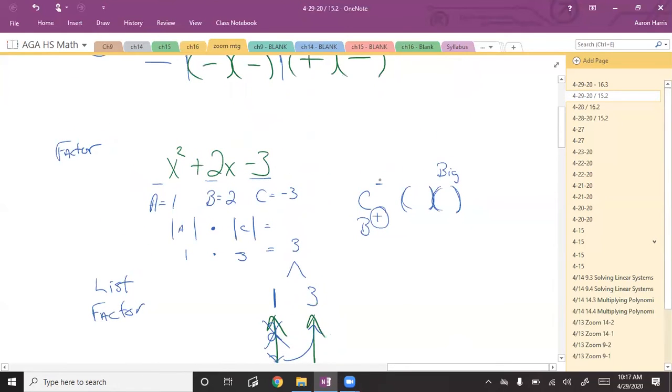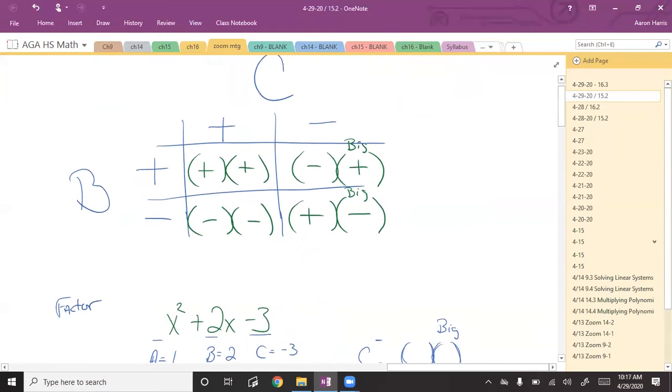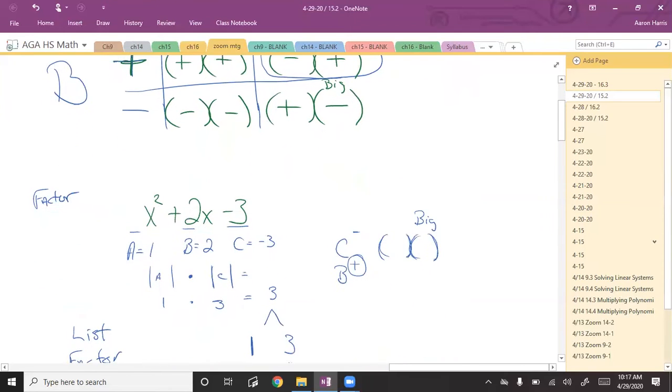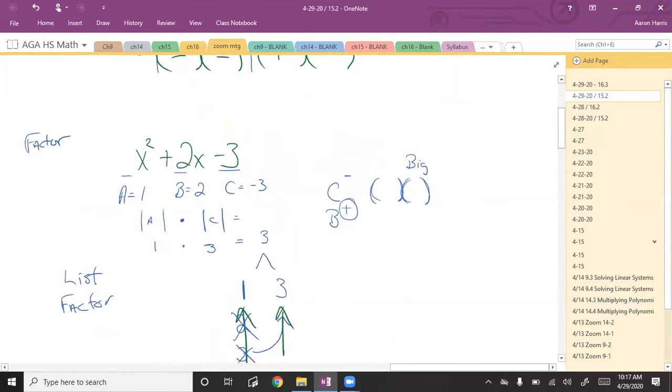So now C is negative, B is positive. Which one are you going to choose? The negative and the positive one. So here's negative. Here's positive. So which one are you going to choose? The one next to the positive, positive. This one here, right? Mm-hmm. All right. So I know that the smaller number is going to be negative. The bigger number is going to be positive. So let's add them up.